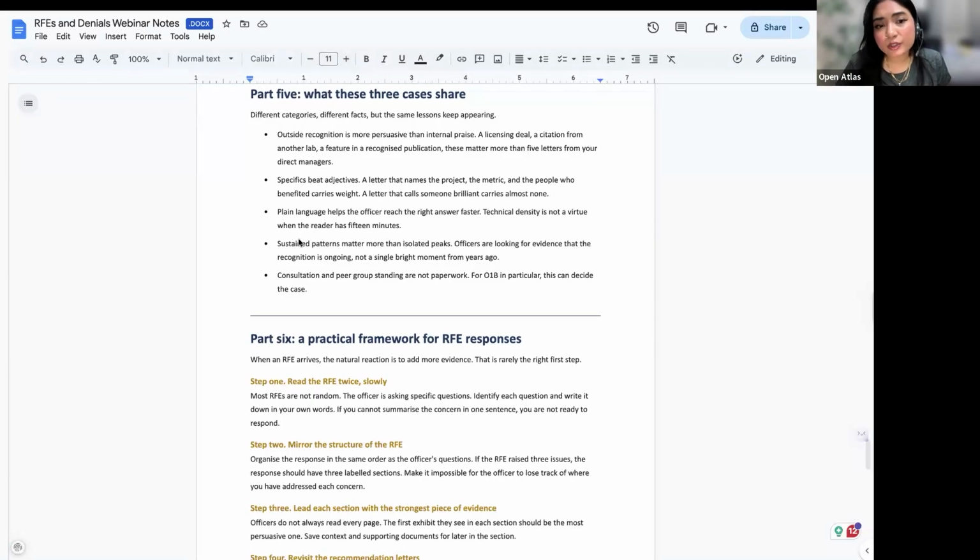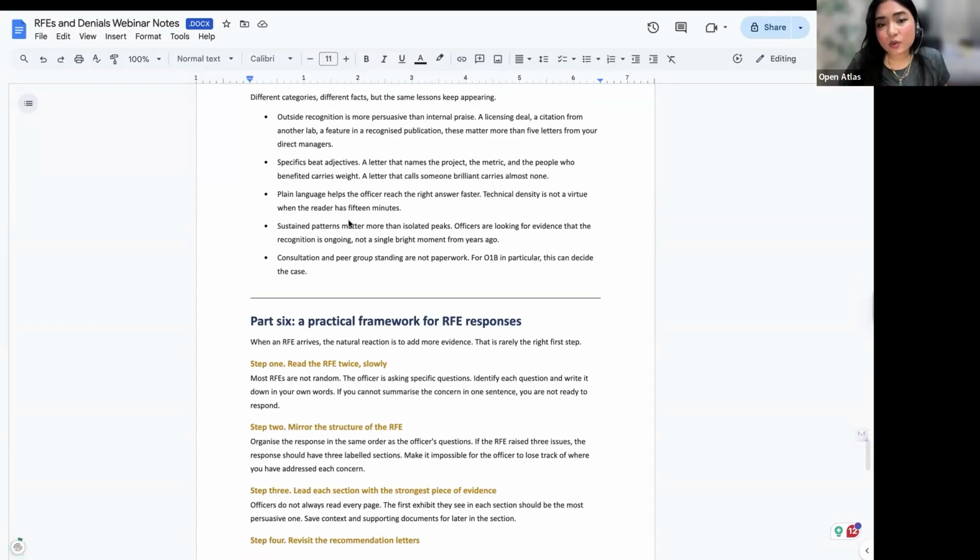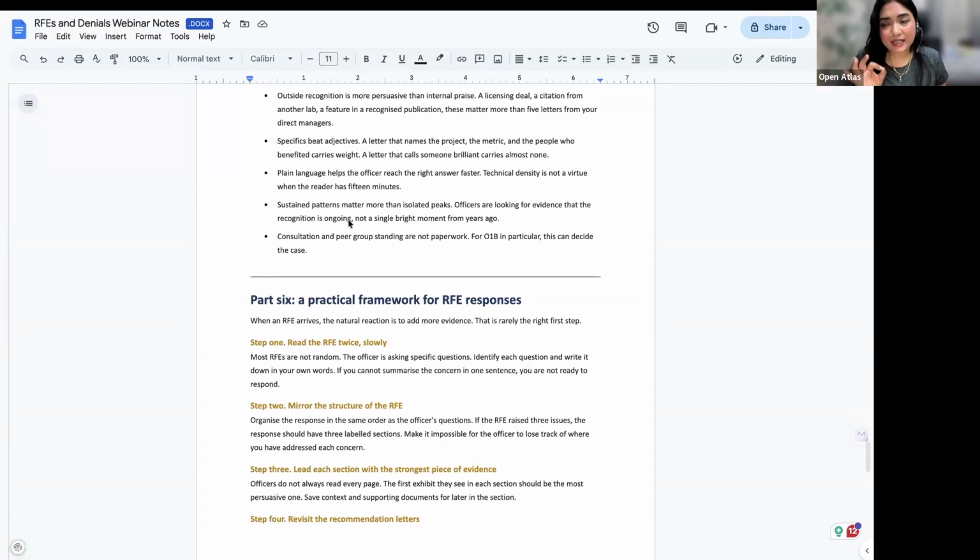Technical density is not a virtue when the reader has 15 minutes. See, over here there is a catch. Don't think you cannot put the technical substance into it, but it also has to be fairly understandable. So language makes more sense, very precise language, very simple language, but the technical aspects of things are also conveyed properly. Sustained patterns matter more than isolated peaks.